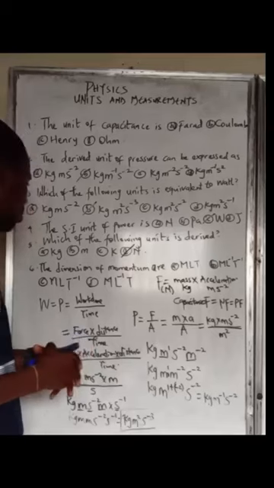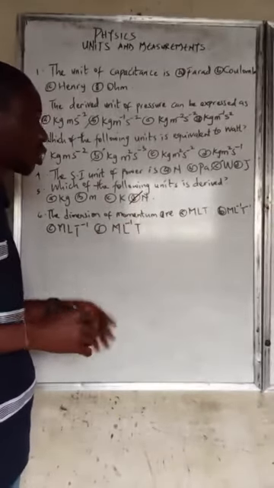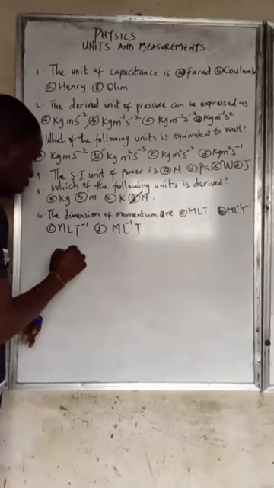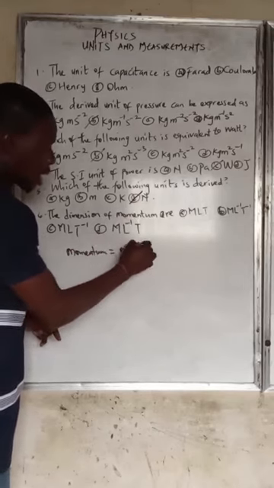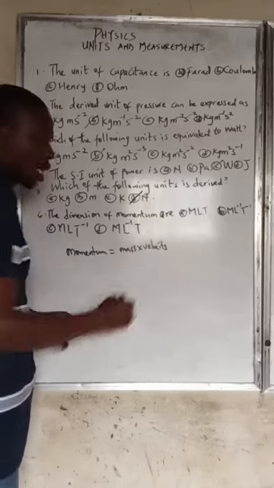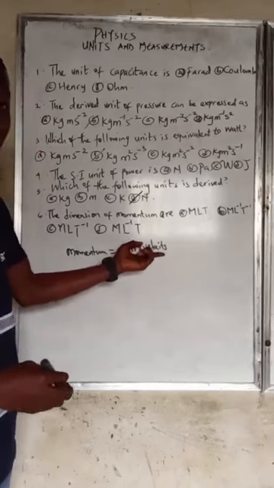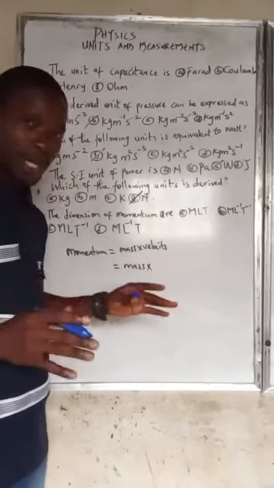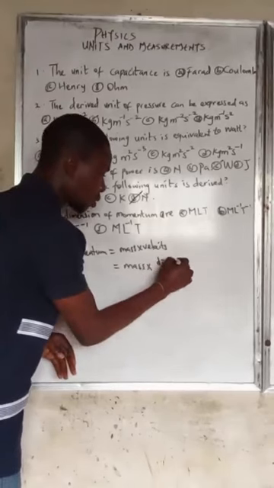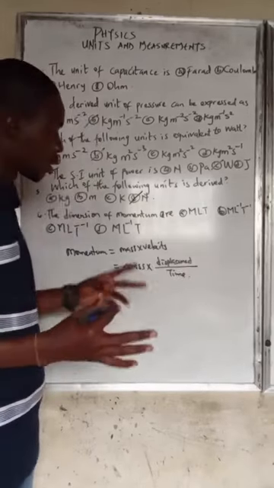And now let's see the question we have right here. The dimension of momentum are, which of these is correct? We need to firstly figure out the formula for momentum. And momentum is given as mass times velocity. Now let's break this down. And velocity is given as what? So we have mass times velocity, displacement over time. So we have displacement over time. So we need to figure out this.